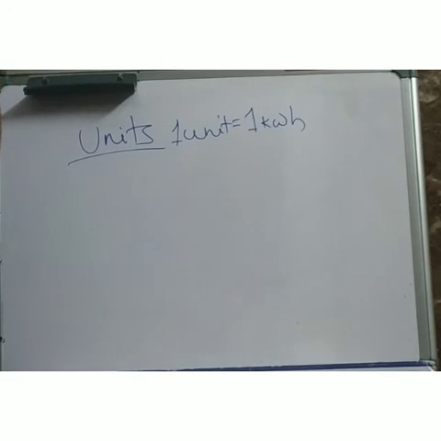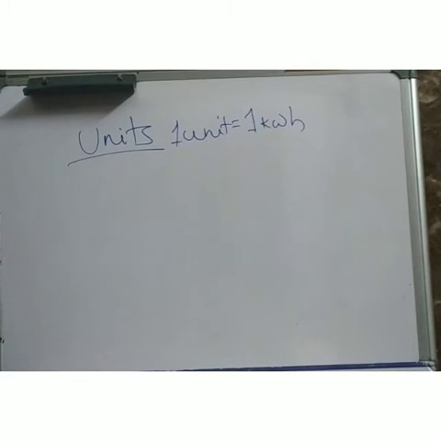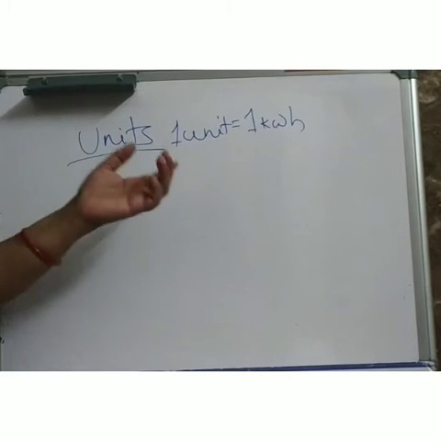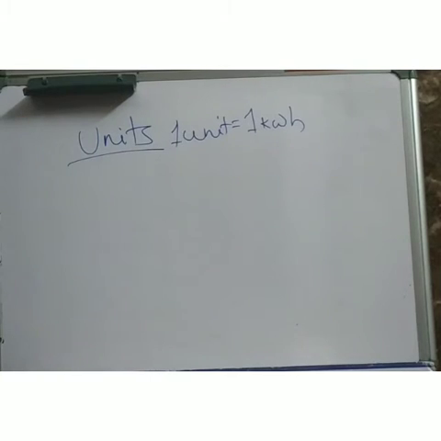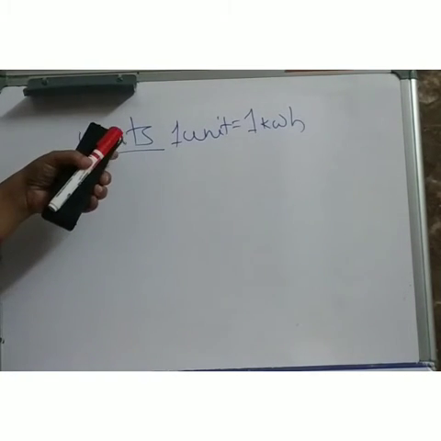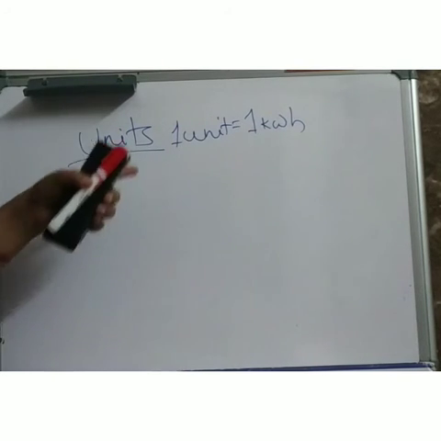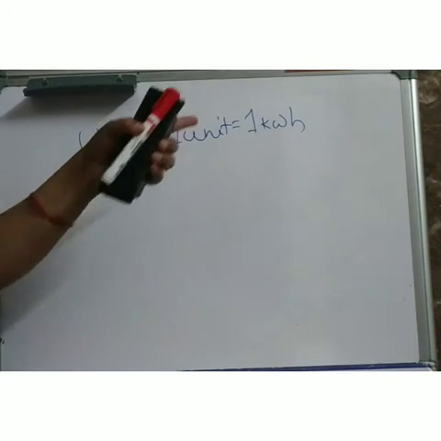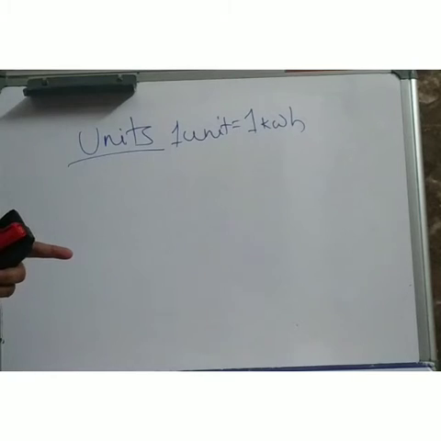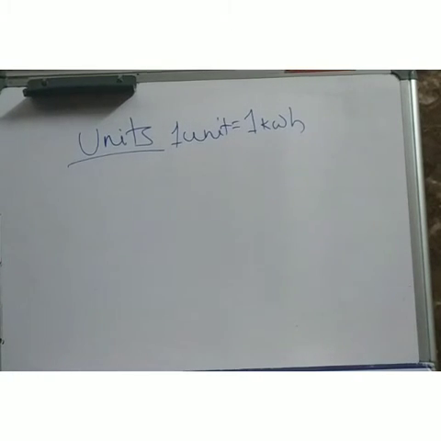So if the bill says 100 units have been consumed per month, that means 100 kilowatt hour energy has been consumed. So 100 units means 100 kilowatt hour. Is it clear? What is 1 unit? In the electricity bill you will get units, not kilowatt hour. So simply, 1 unit means 1 kilowatt hour.